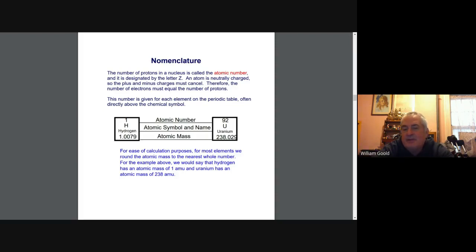Atomic symbol and name. The atomic symbol is U, uranium. Some periodic tables won't have the name, just the symbol. You don't need to memorize them, but you'll get to know a number of them commonly in the not too distant future. Finally, at the bottom is the atomic mass.